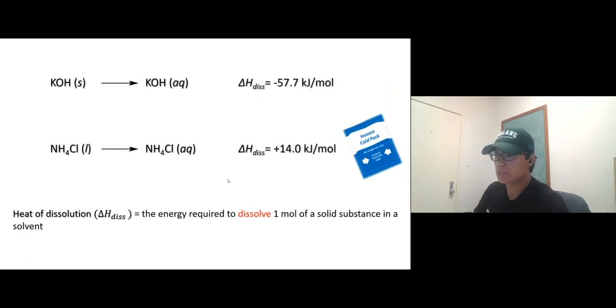We also have, going back to the heat of dissolution we mentioned before, the energy required to dissolve 1 mole of a solid substance in a solvent. Okay, it could be any type of solvent. So dissolving potassium hydroxide, negative, right? So the solution gets hot. But ammonium chloride or ammonium nitrate, used in a cold pack, dissolving it absorbs heat. So that's why if you touch it, you feel cold.